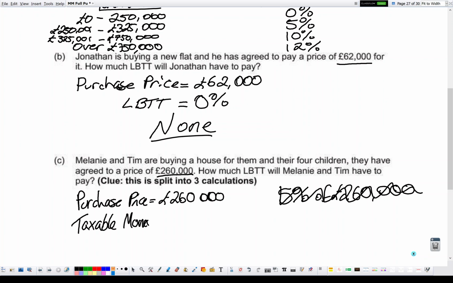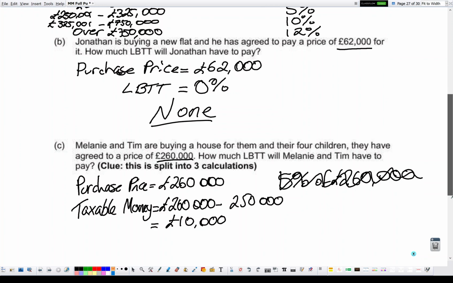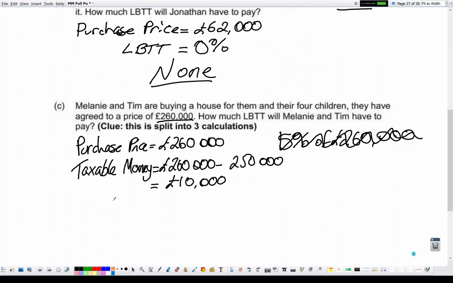So the taxable money isn't the full £260,000. You take the £260,000 and you take away that threshold allowance. So that means that you only get taxed on £10,000 of that, right? Because we're still within this first band here, it's 5% of that £10,000. So the amount of tax that Melanie and Tim will have to pay is 5% of only £10,000.